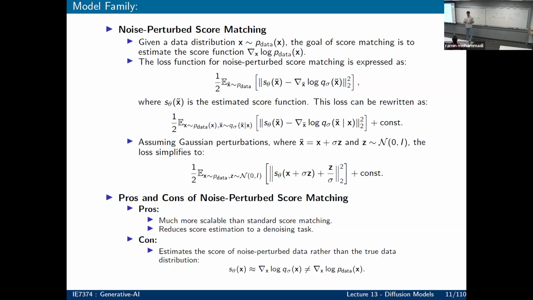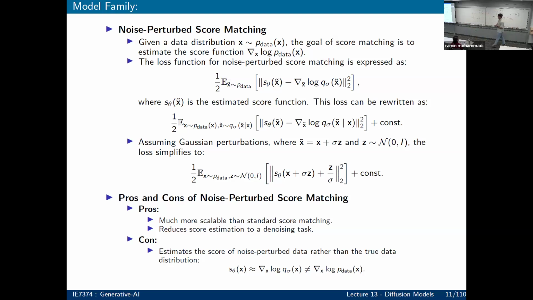Because if you think about this score field, it tells you that if you're here and you're noise, which direction you need to go to get here. That's basically the idea: how to denoise an image to get to a good modality.